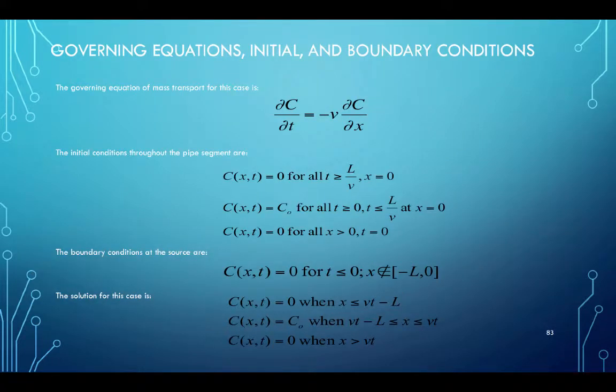Then an analytical solution for this is as follows. The equation of mass transport is this advection equation. The initial conditions of this segment are listed here. The boundary conditions in the source area are listed here. And the solution is that the concentration at any point in space at time t is equal to 0 when that point in space is smaller than Vt minus L. Think of it as to the left of the zone. It's equal to C0 when the spatial location is in the zone, and it's equal to 0 again when the distance is beyond the travel distance at any moment in time.